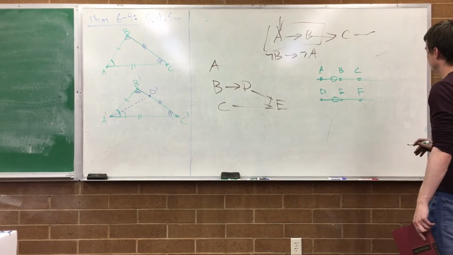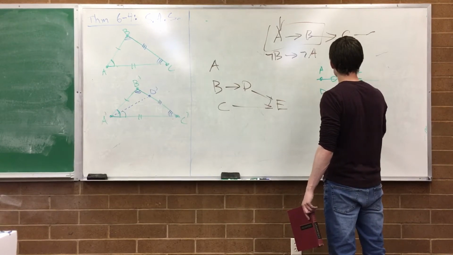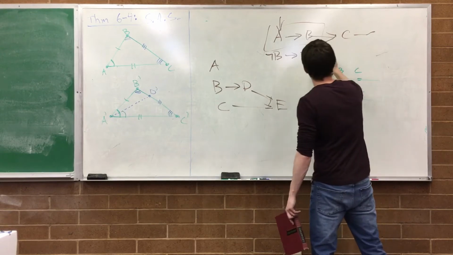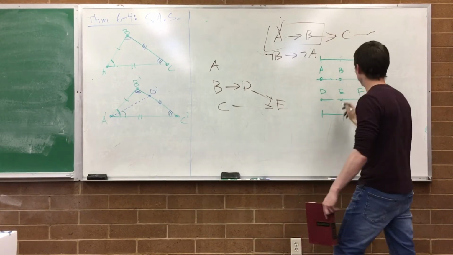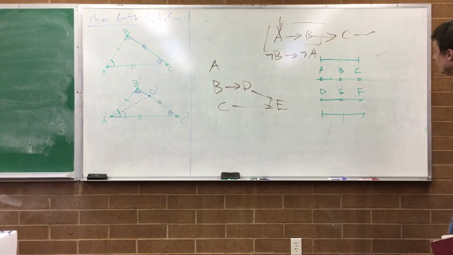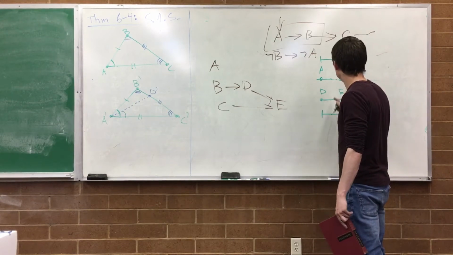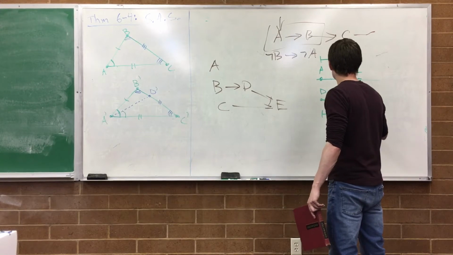Not the larger segments. It's A, C, and D, F. Yeah, that's what I'm saying. This is congruent to this. I was using a circle to say the whole thing, and then I was going to use ticks to say the parts. But oh well. Keep going. And AB is greater than DE. And this is greater than this. Then BC is greater than EF.